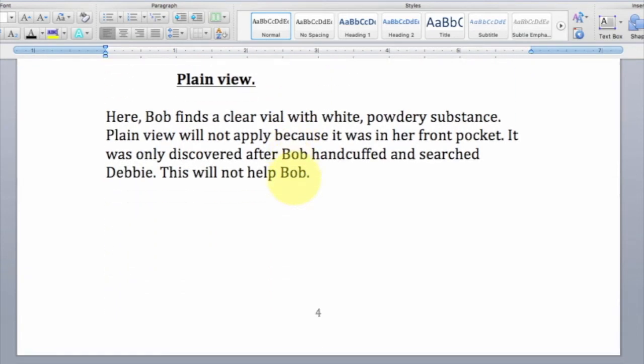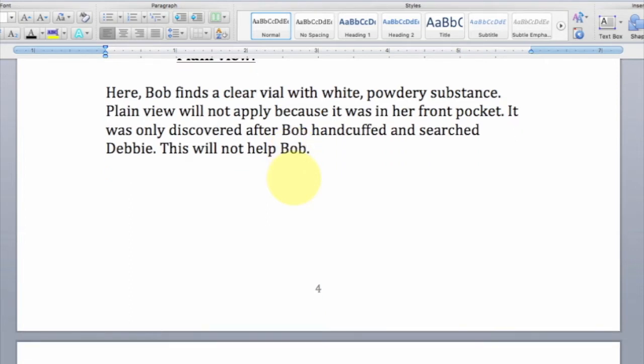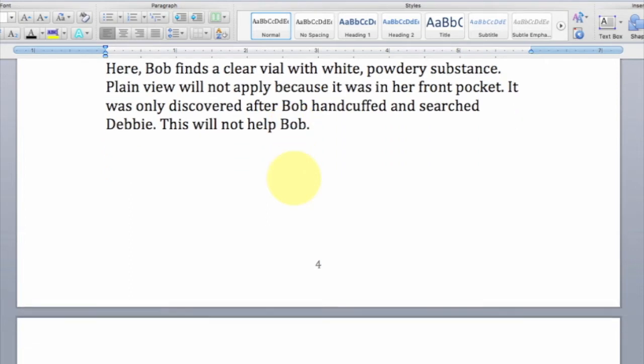Plain view. The officer does find a powdery substance, but that was after the officer arrested and searched Debbie. So I'm going to say no.